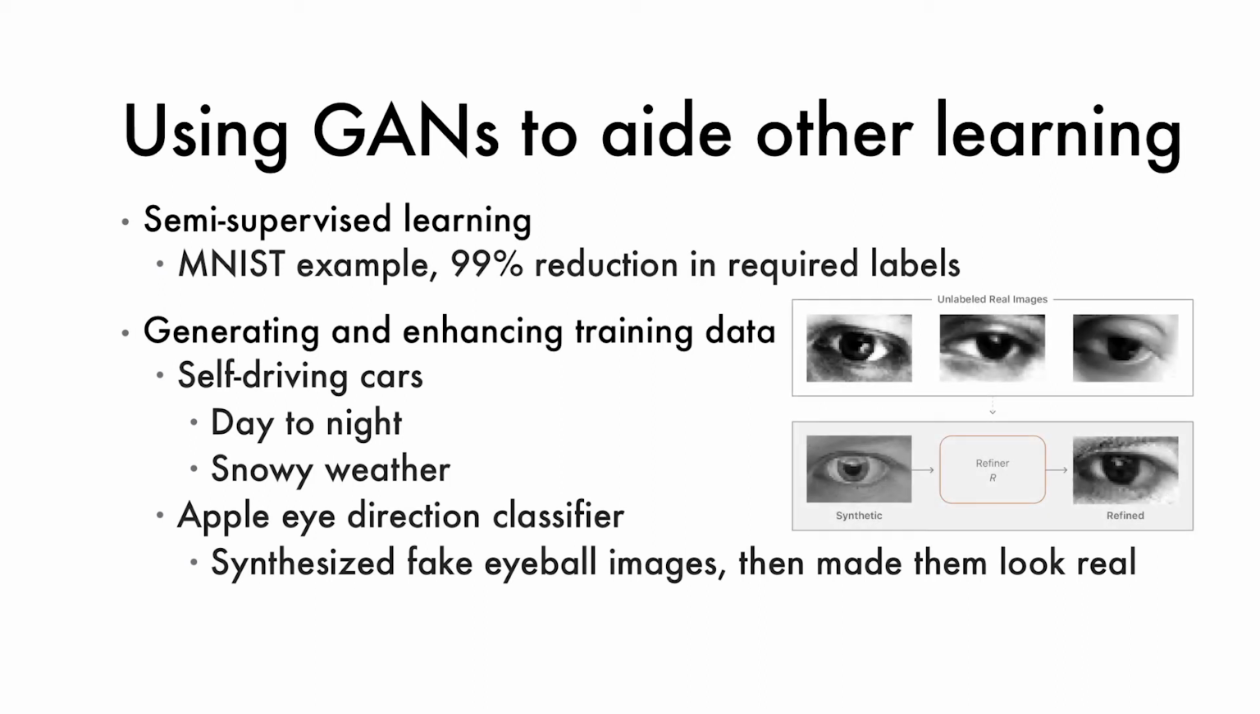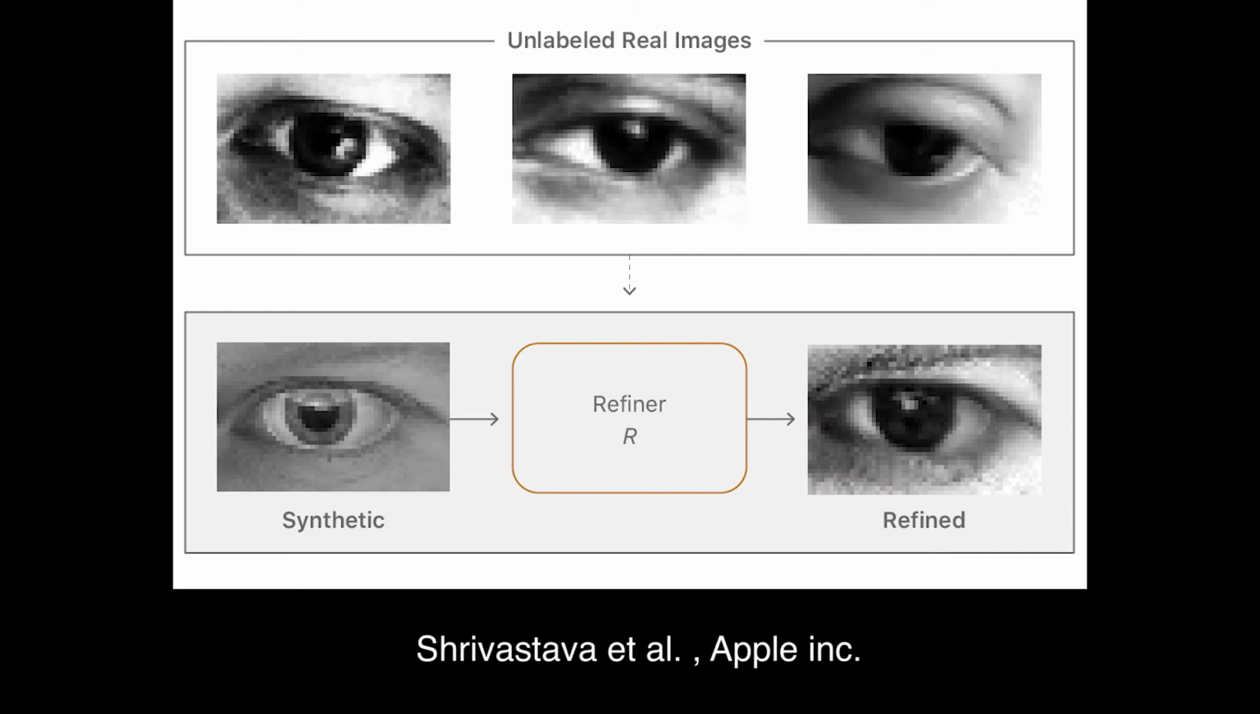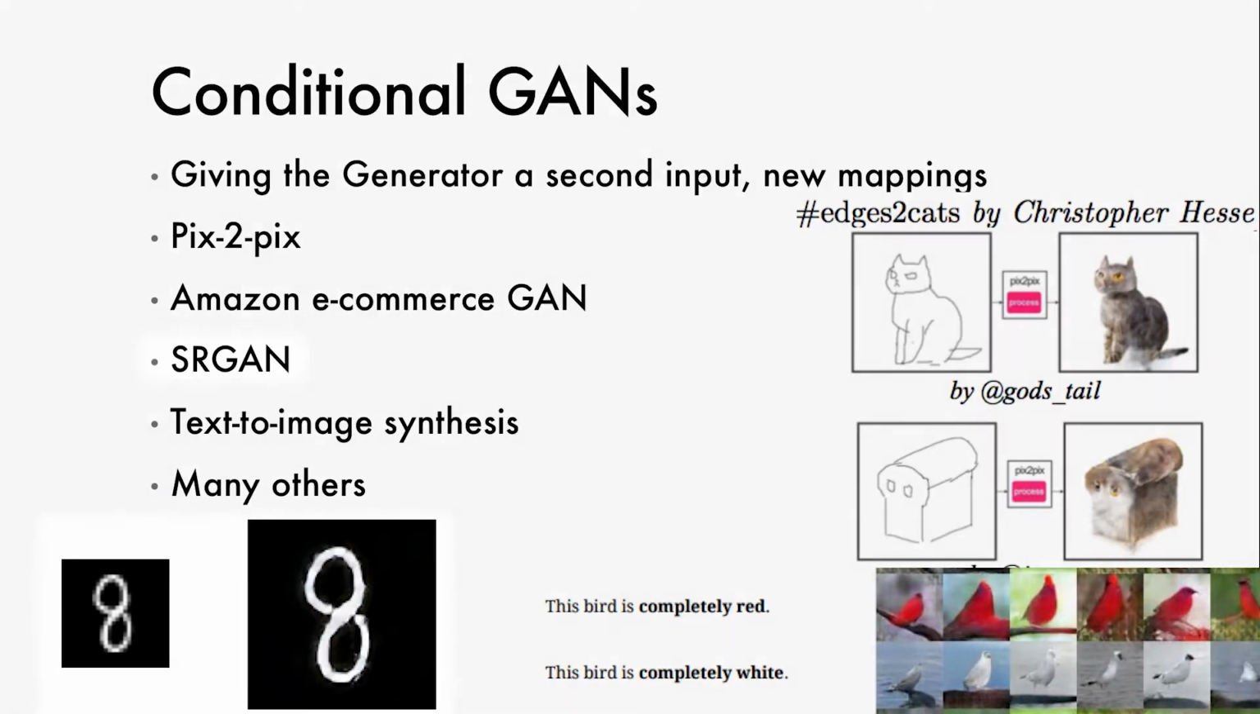You can also use it to enhance training data. So it's not uncommon to use synthetic data. You can use a conditional GAN to improve it.